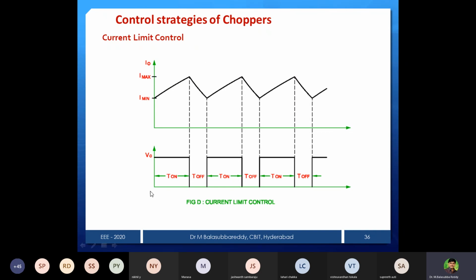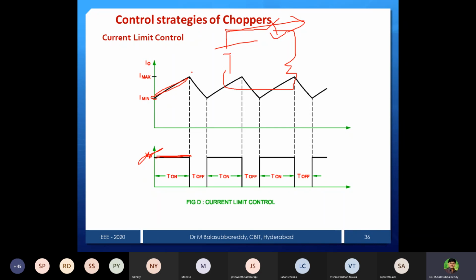Now we can see these are the firing pulses. If the current reaches the minimum, you give a firing pulse. If I give the pulse, what will happen? Because the switch will be closed, this is the circuit, there is a switch and then the load. The switch is closed, so the current will pass through and gradually rise.